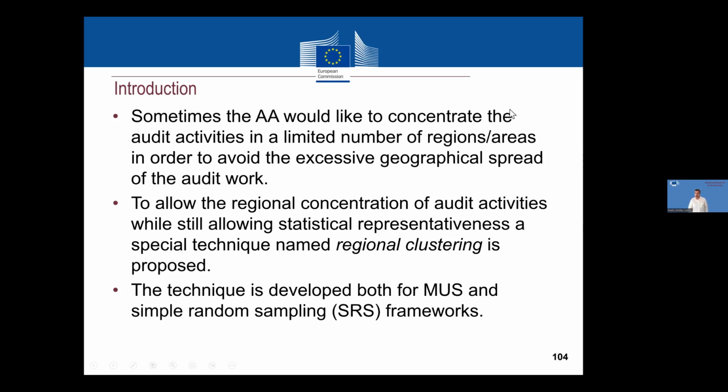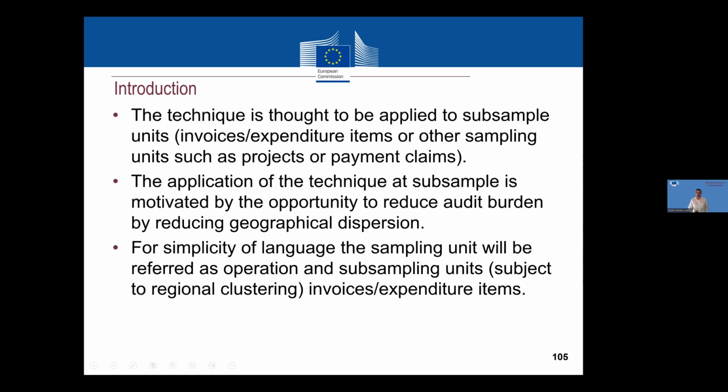This is a technique that can be used in combination with both MUS and simple random sampling. It's important to say that there are formulas to be applied in both situations. In this early stage, the Commission considered the application of this technique only to subsample units. Technically, there is no reason not to apply it to main sampling units, but at this moment, during this phase of experimentation, it has been restricted to subsampling units. So either invoices or other expenditure items, or even other sampling units like projects or payment claims that can be considered subsample units. The application of the technique is motivated by the opportunity to reduce this geographical dispersion, and by reducing the geographical dispersion, we may significantly reduce the audit burden.